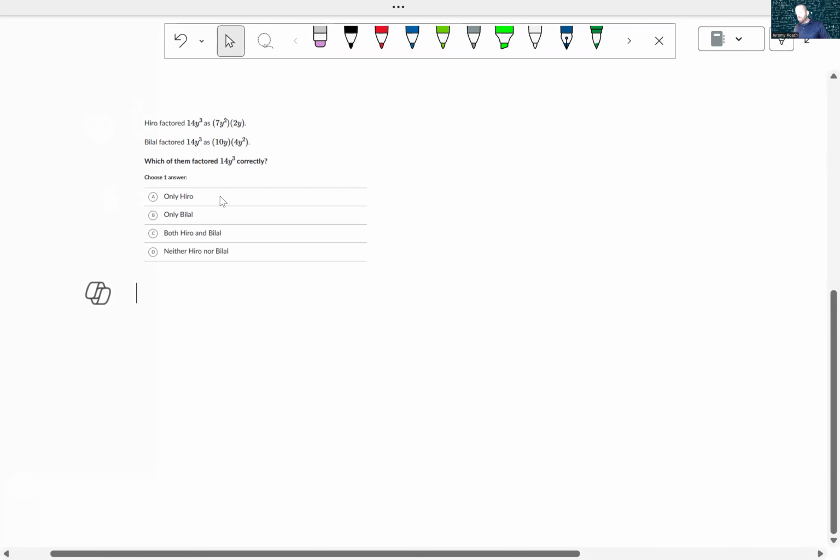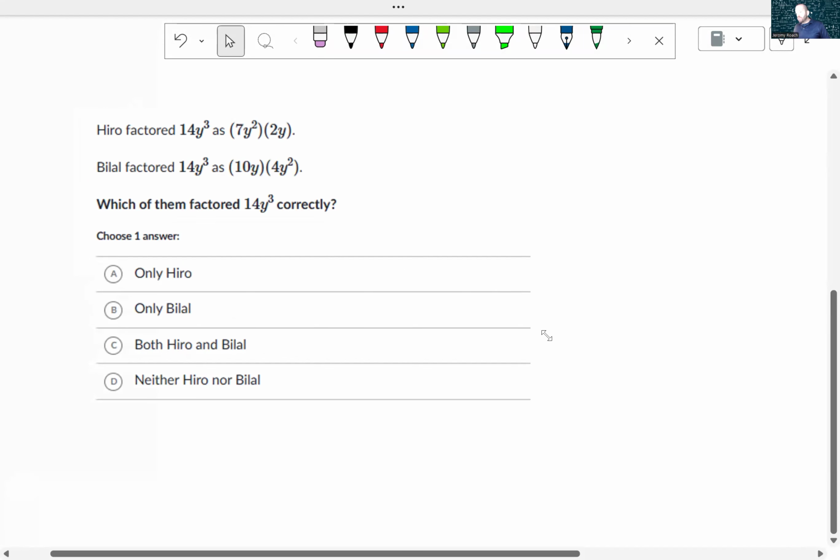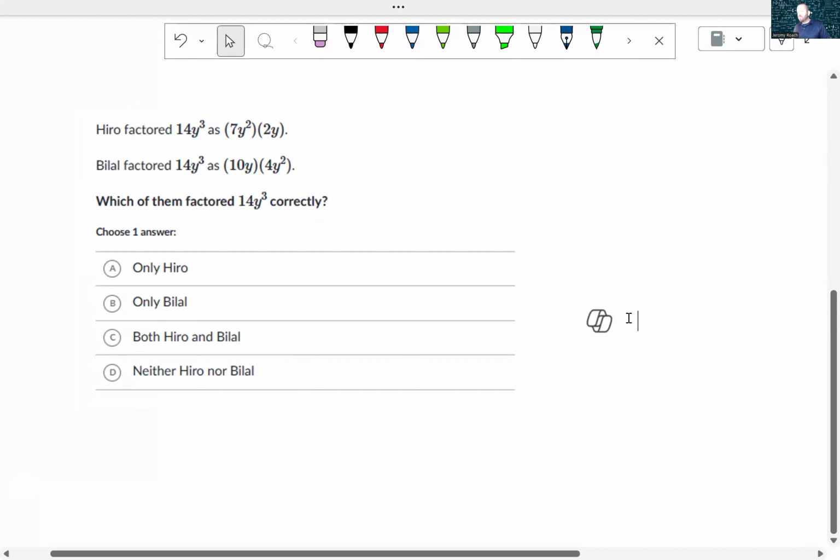The next problem is going to ask us who factored this correctly. It gives us two people and shows what their work is, and it wants to know, did they both get it right? Did they both get it wrong? Did only one of them get the answer right? So we're basically looking at 14y cubed for both of these people. We want to figure out these two terms. If we multiply them together, will they give us 14y cubed?